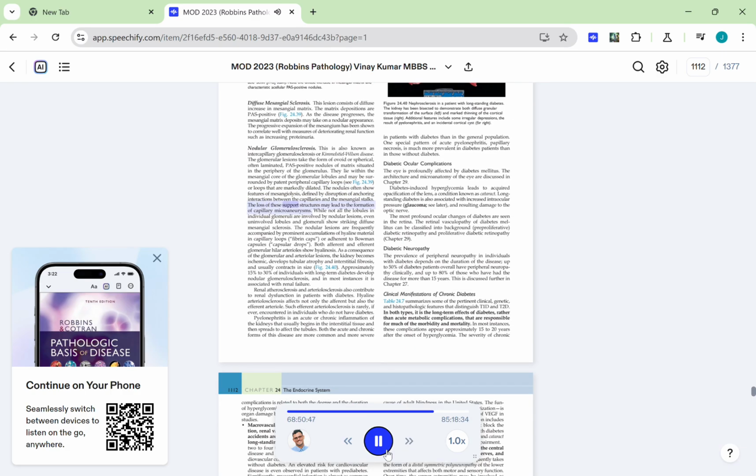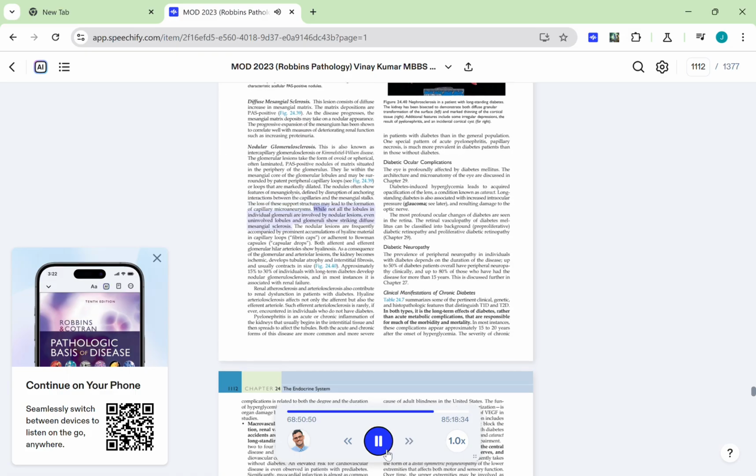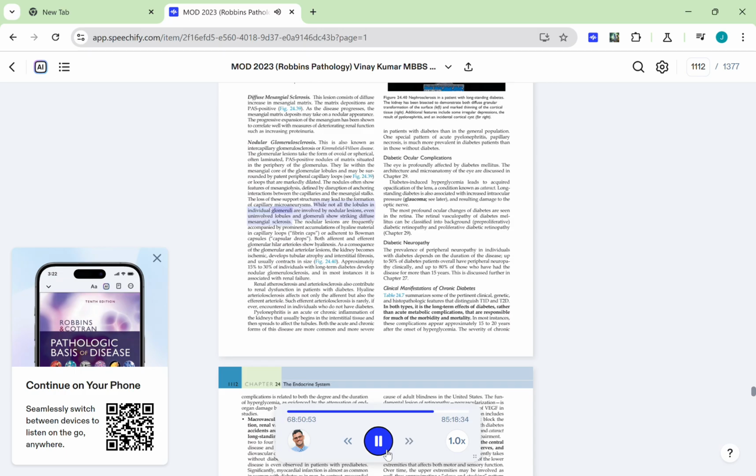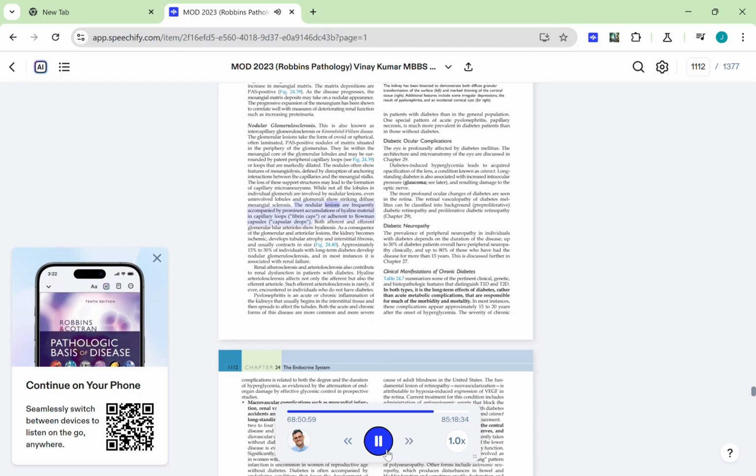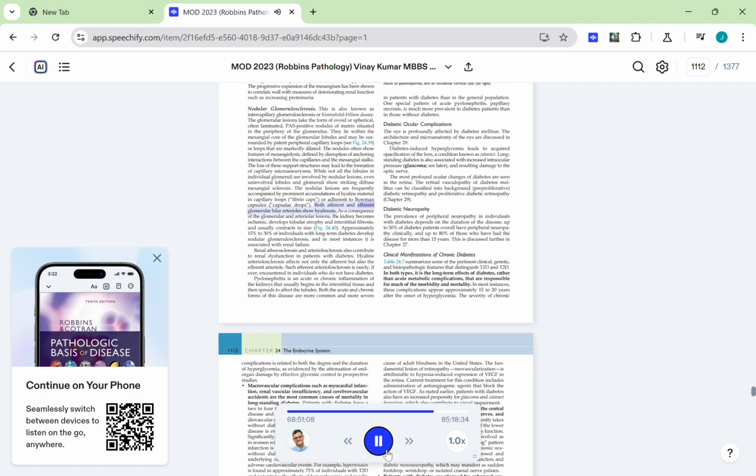The loss of these support structures may lead to the formation of capillary microaneurysms. While not all the lobules in individual glomeruli are involved by nodular lesions, even uninvolved lobules and glomeruli show striking diffuse mesangial sclerosis. The nodular lesions are frequently accompanied by prominent accumulations of hyaline material in capillary loops or adherent to Bowman capsules. Both afferent and efferent glomerular hilar arterioles show hyalinosis.